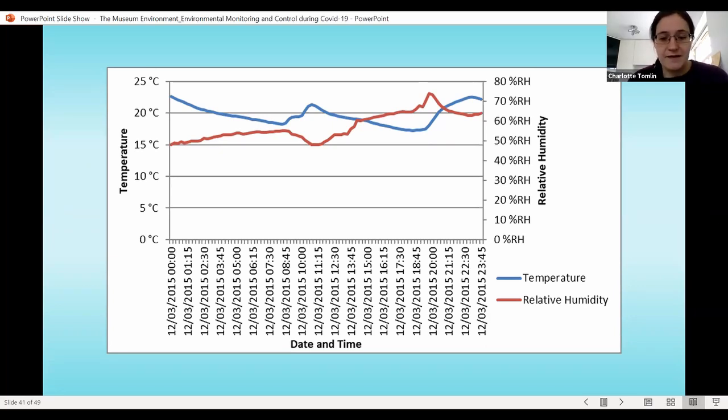So this is the first graph. This is over a 24-hour period. So it's a graph showing the environmental conditions fluctuating over one day.